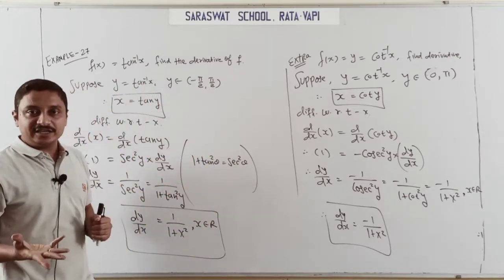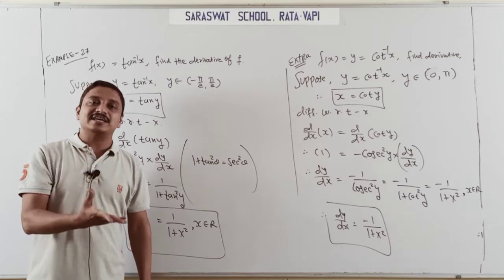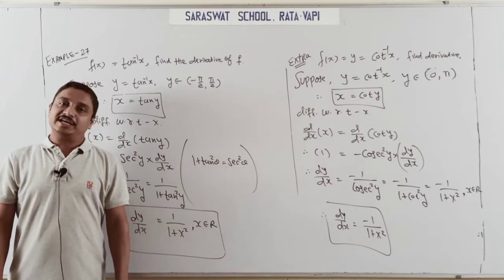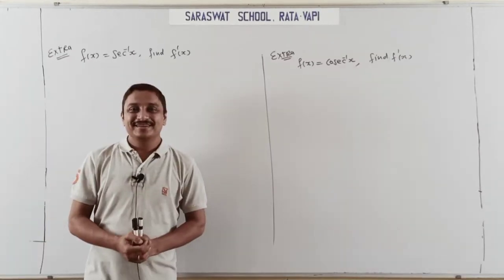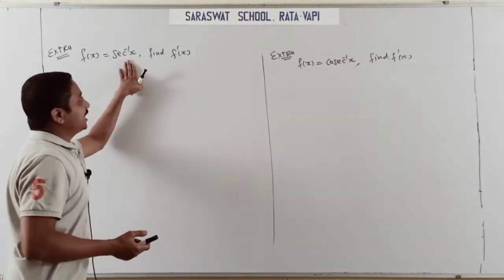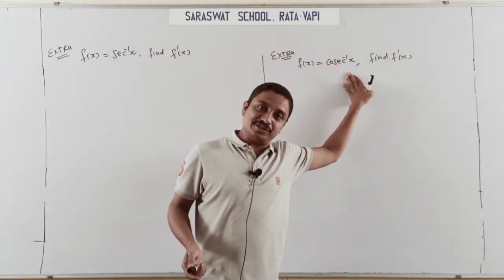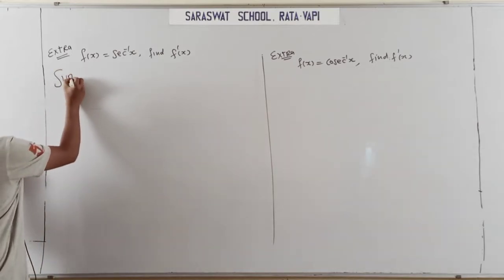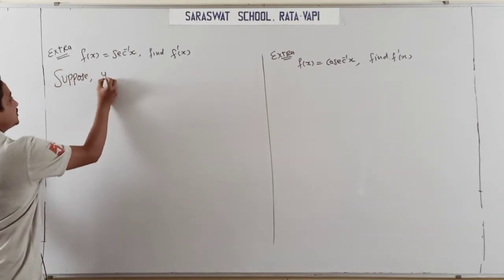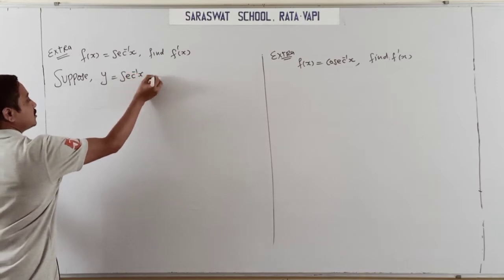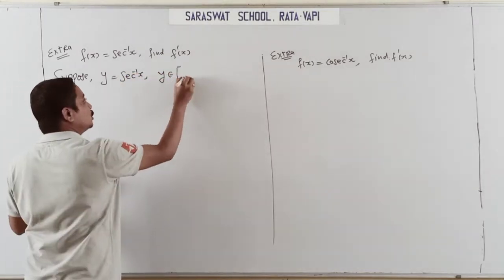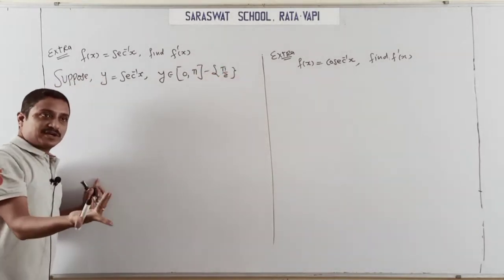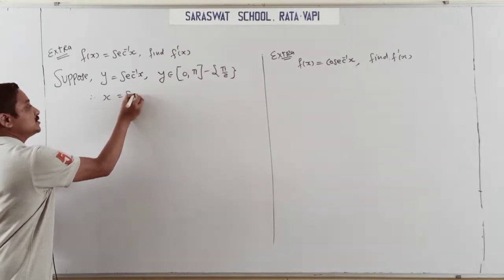Yes, students, it's very easy. Now the other two remaining, sec inverse x and cosec inverse x, I also explained in the extra part, not given in your textbook. Now students, slowly I am going ahead. Sec inverse x function and cosec inverse x function. So same as before, suppose y is equal to sec inverse x, where y belongs to 0 to pi minus pi by 2. Same explanations. So x is equal to sec y.